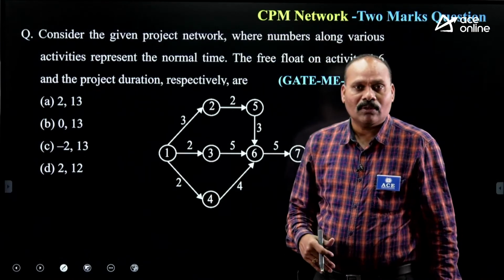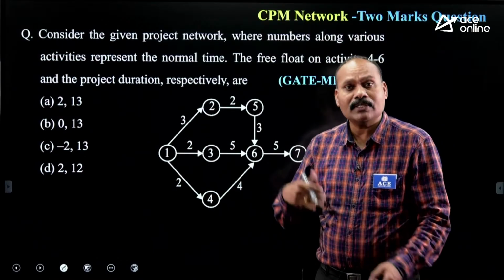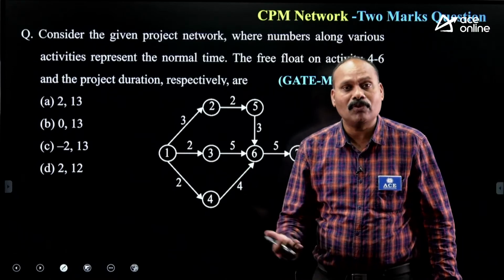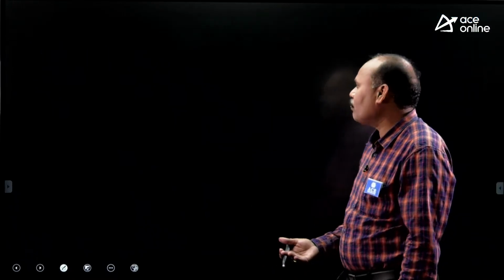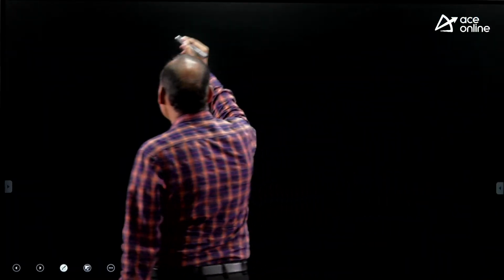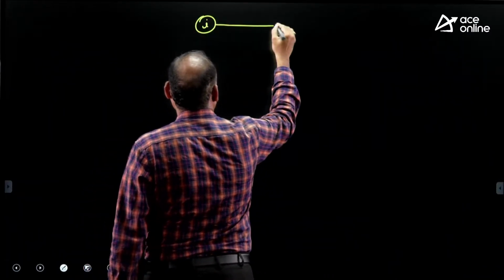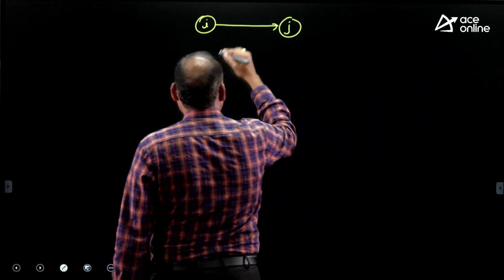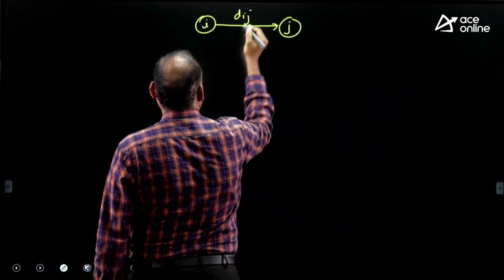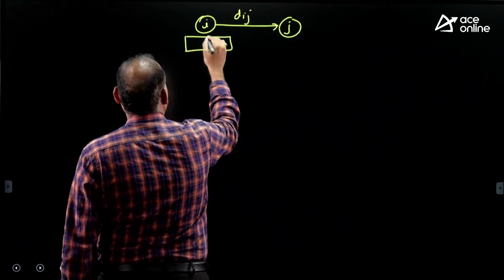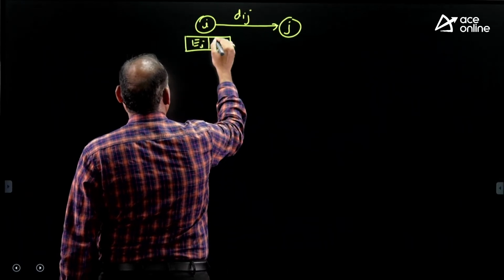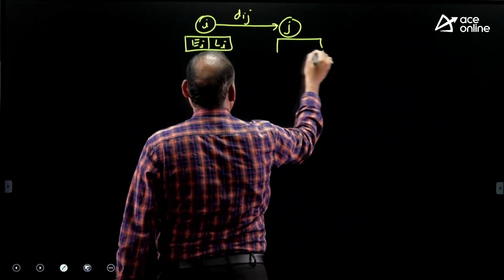The next question, free float. What is basically free float? Total float, free float, independent float. There are 3 floats. So just let us have a total float. I, J is our activity. D I J is duration. E I, L I, E J, L J.